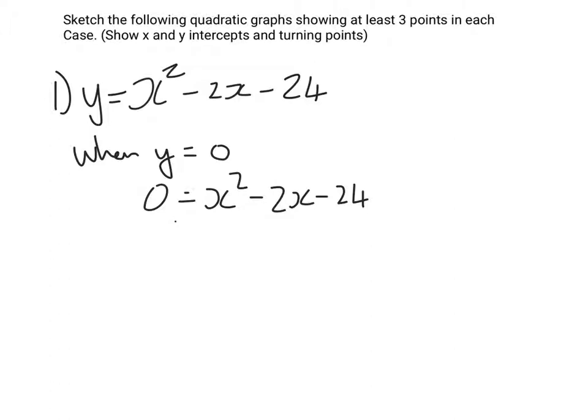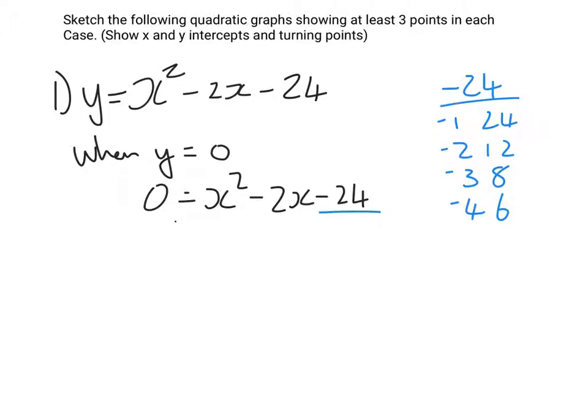Next, what do we want to do? Once we've got it equal to 0, we want to factorize it so we can solve it. So how do we factorize it? We take the negative 24 and we list the factors. 1 and 24, 2 and 12, 3 and 8, 4 and 6. Now, it's negative 24, so one of the numbers has to be negative. So it could be negative 1, or it could be like this. So negative 3 times 8 is negative 24.